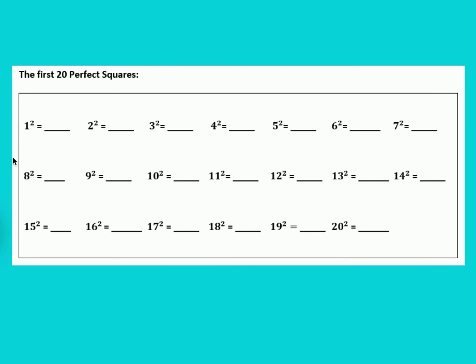So I'm going to list all of the perfect squares from 1 to 20 here, and I want you to copy them down as we go. So our first one, 1 squared, is just like 1 times 1, so that's just 1. 2 squared is 2 times 2, which is 4. 3 squared, 3 times 3 is 9. 4 squared, 4 times 4 is 16. 5 squared, 5 times 5 is 25.